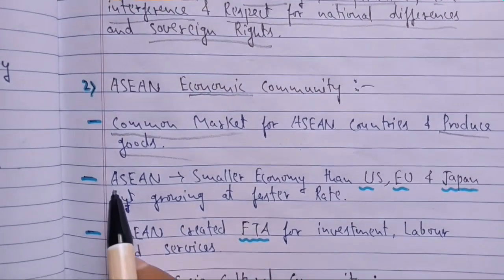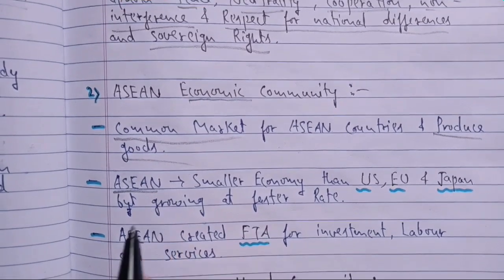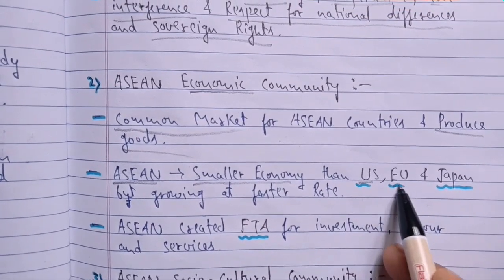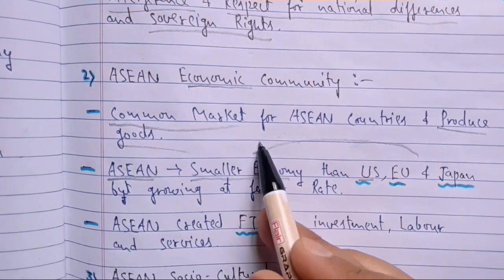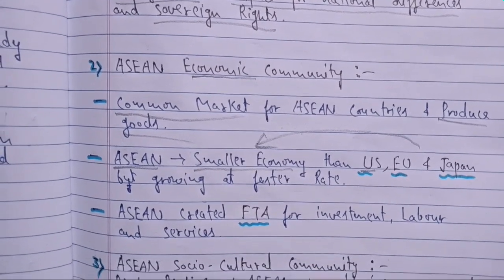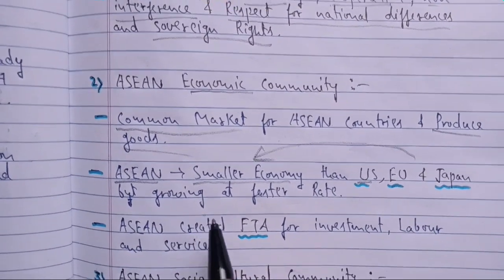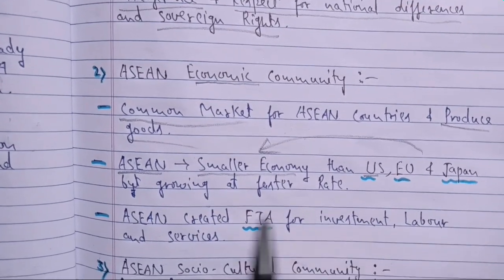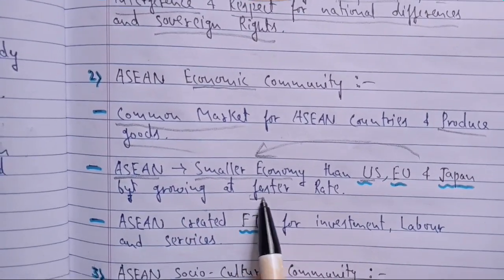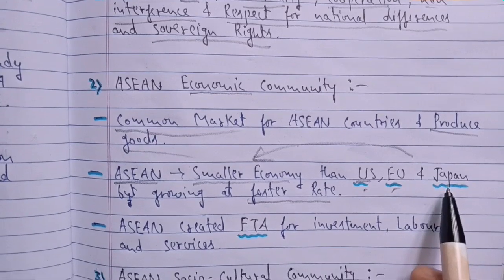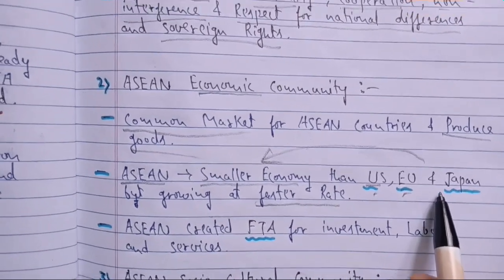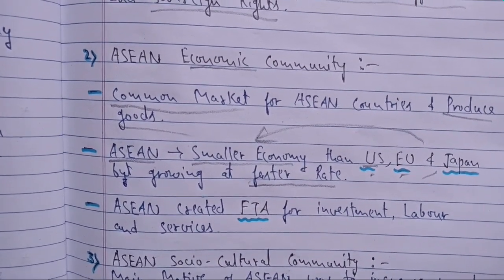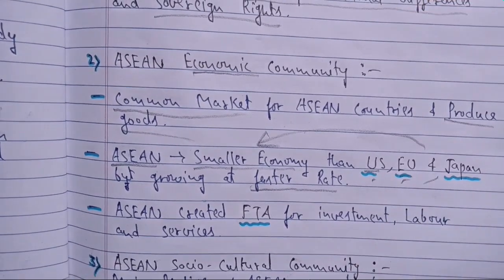Next was ASEAN's economy. If we see ASEAN, this group of 10 Southeast Asian nations, they had a small economy. If we compare it with the US, EU or Japan, they had a very small economy. But in terms of growth, it was growing at a faster rate. That's why it had a smaller economy than the US, EU or Japan, but was growing at a faster rate. If we check the rate at which the US, EU and Japan were increasing their economies, the economic growth of ASEAN was much faster. Although it was a small economy, the growth was faster than most superpowers at that time, the US, EU and Japan.